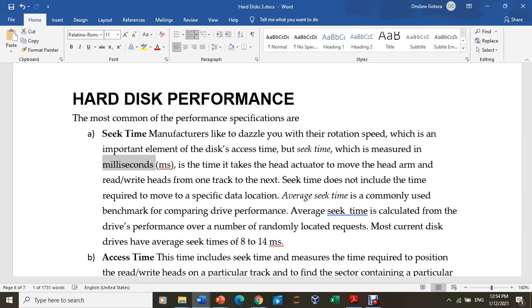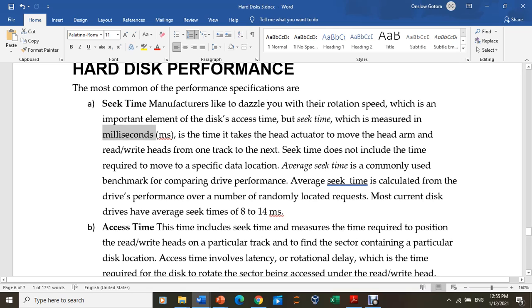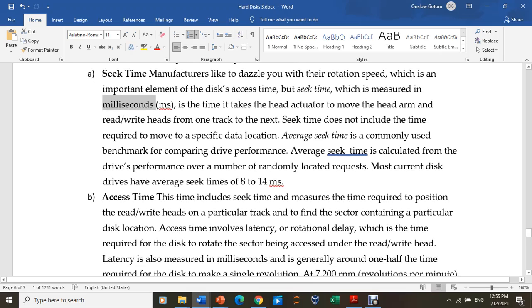So we can't compare the time it takes to move from track 1 to track 2 with track 1 to track 40. What we use is what we call average seek time. That is the one we use to compare hard disk drive performance. Average seek time is calculated from the drive performance on a number of randomly located requests. Modern disks have an average seek time of 8 to 14 milliseconds. Then number two, access time, which includes seek time and the time required to position the read or write heads on a particular track and to find the sector containing a particular location.